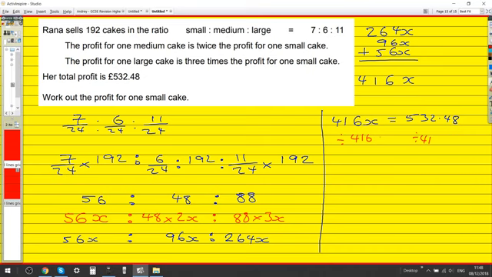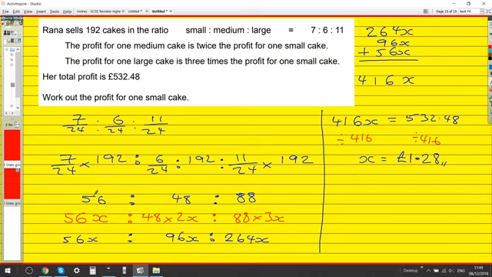Okay. And that equals 1.28. Okay, roughly £1.28. Yeah, I think that's it.